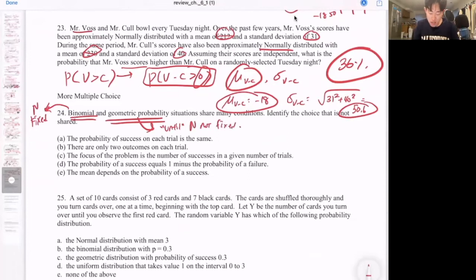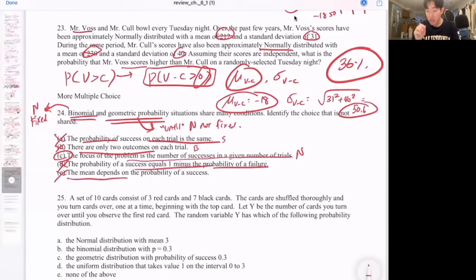Okay, so the probability of success on each trial, we're not talking about the probability. There are only two outcomes. This is talking about B. This is talking about S. The focus of the problem is the number of successes. Yes, we're talking about the number of trials. Success equals 1 minus the probability of failure. I mean, that's true for everything. The mean depends on the probability of a success. Yes, but that's not the main difference between geometric and binomial situations. It's always about the number of trials.